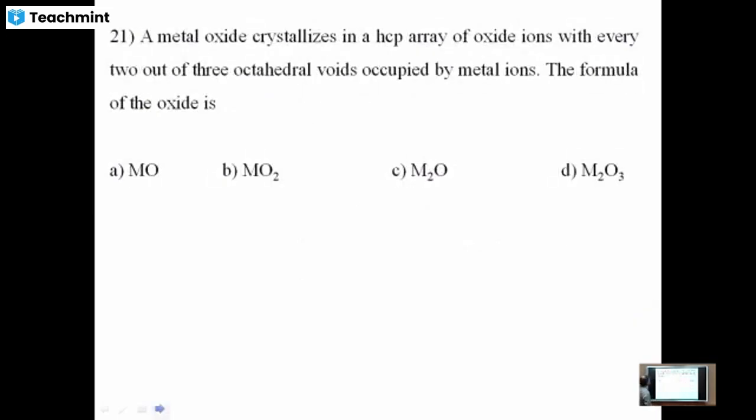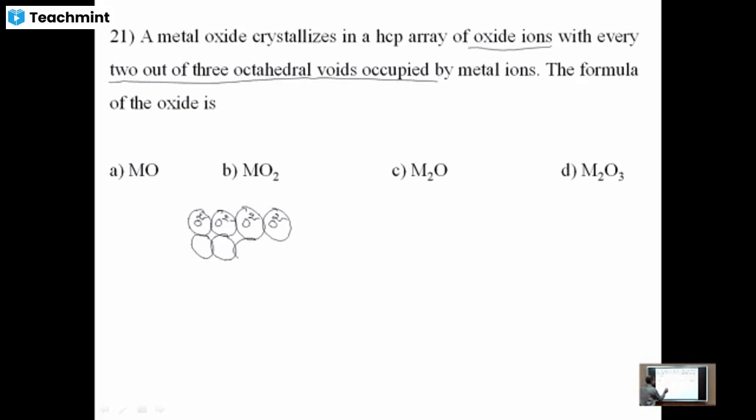Next question. A metal oxide crystallizes in a HCP array of oxide ions with every 2 out of 3 octahedral voids occupied by metal ions. The formula of the oxide is? What is it? HCP crystal is formed by which ion? It is formed by oxide ions. All these lattice sites are occupied by oxide ions. Then where is the metal? Metal is present in 2 out of 3 octahedral voids.